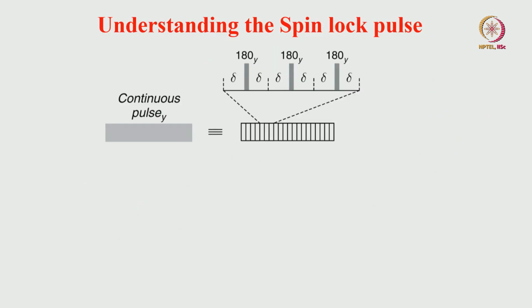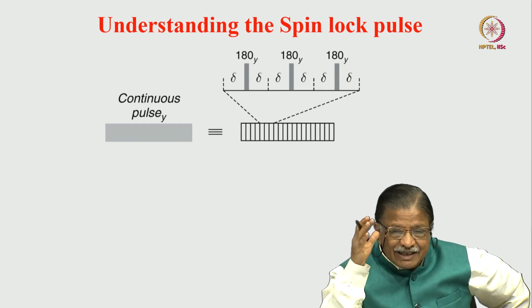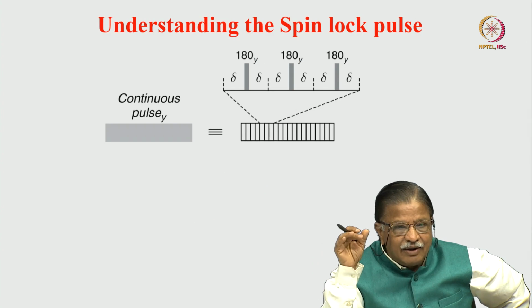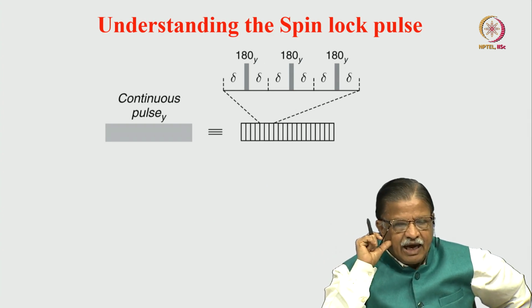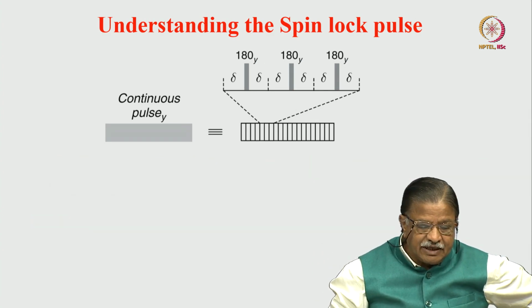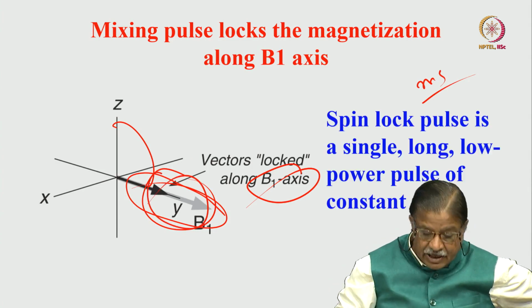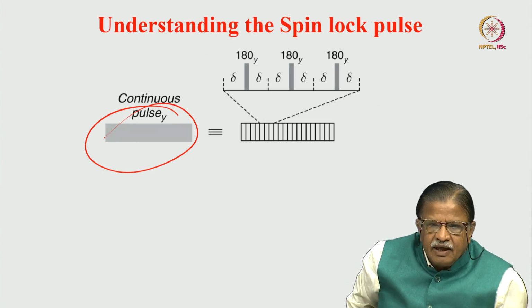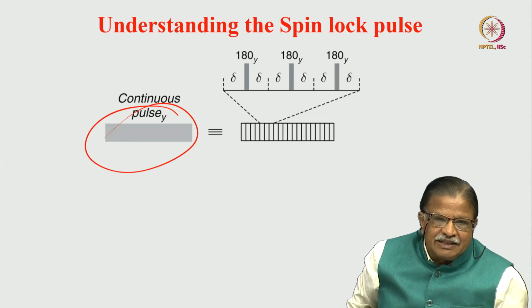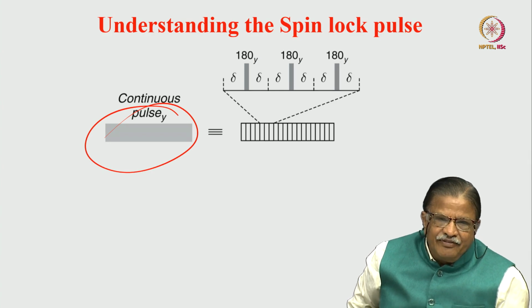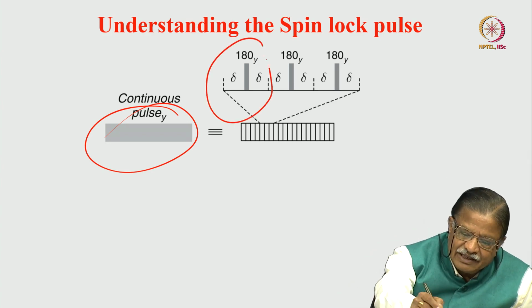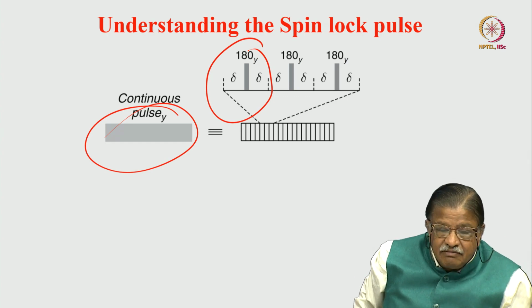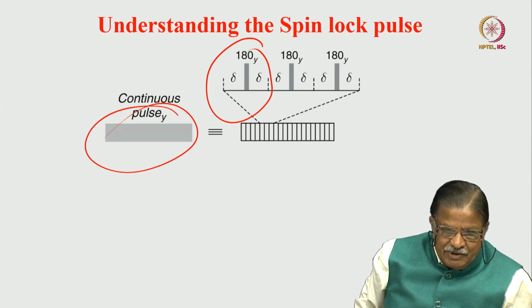Now what happens in the spin lock? We apply a spin lock pulse. Then the question comes, how does the magnetization transfer take place among all the coupled spins? As I said, this RF pulse is a continuous, soft pulse like this. Then I can imagine this RF pulse as if we have a sequence like this. You know what this sequence is called? It is a spin-echo sequence: a delay, 180 pulse and a delay.